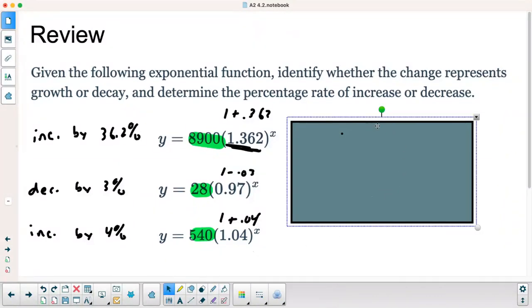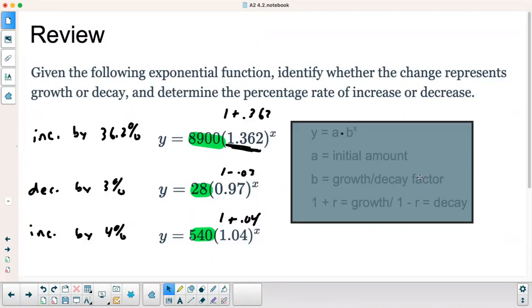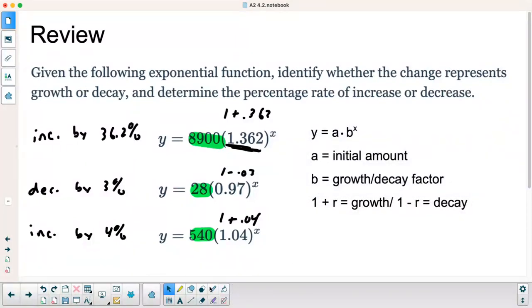So what we're going to do with this kind of format is, I wrote this out here. An exponential function is like y equals a times b to the x. So a is your initial amount. Now b, we call that our growth or decay factor. A factor is a number you're multiplying by.